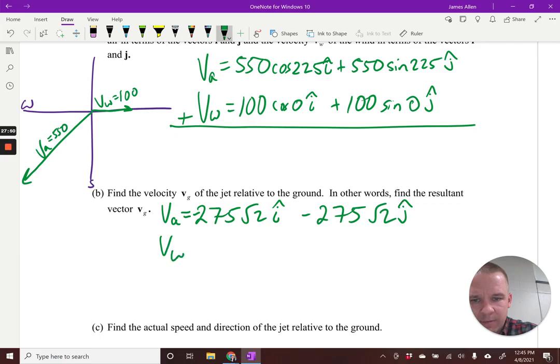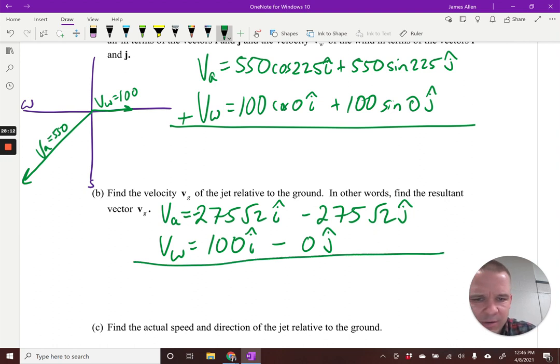Now let's go with our velocity of the wind. So cosine of 0 is 1, right? So that's 100 I minus, and then sine of 0 is just 0, so 0 J hat. Okay, so we've got our 2 there. And to get our resultant vector, we need to just add those 2 together.